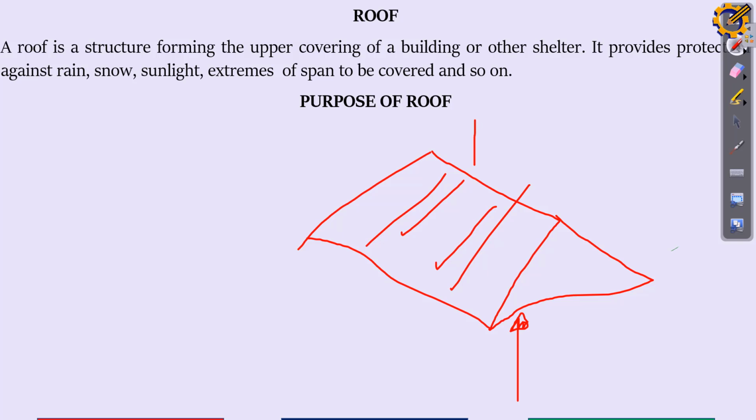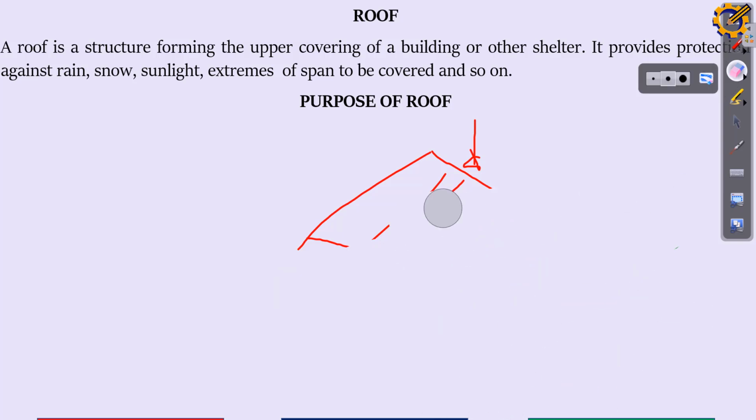The one you are seeing from the outside is known as the roof. The underside of your roof is known as the ceiling. I need to bring my graphics tab next class to write properly instead of using a mouse. So the underside of your roof is known as the ceiling. Take note of that.